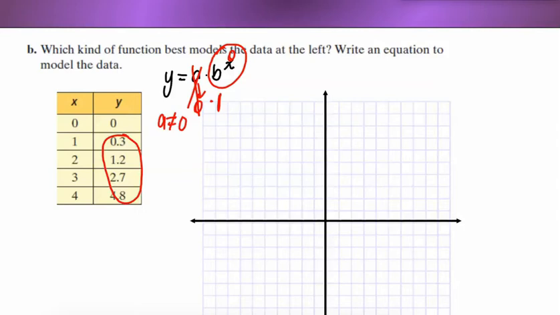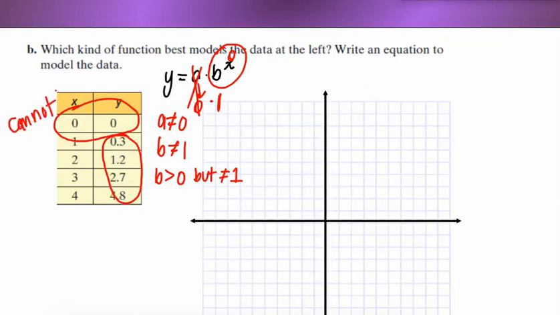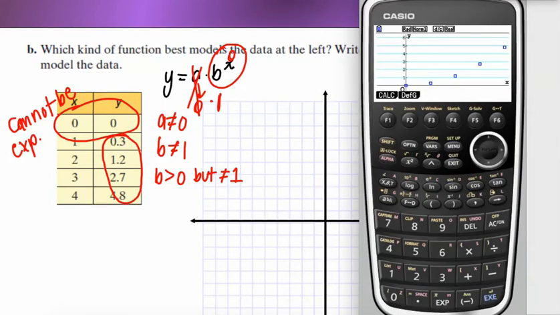b cannot equal 1, right? Remember, b cannot equal 1. a cannot equal 0, b cannot equal 1. Matter of fact, b has to be greater than 0, but not equal to 1. It's all coming back to us now, right? So this right here, this 0, 0, tells us that it cannot be exponential. So this graph must bounce back up. So it must come here and it must bounce back up.